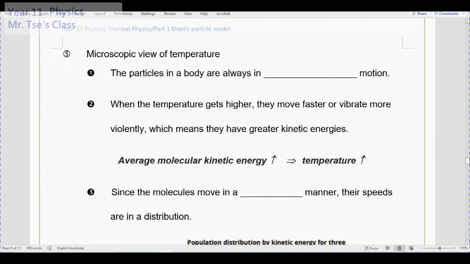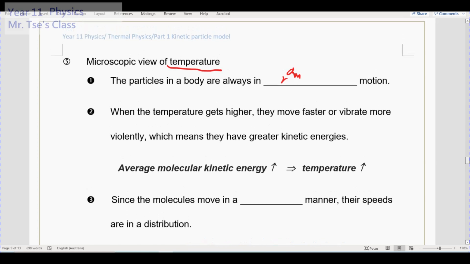Okay, then we are going to have a look at the notion of temperature. We know temperature is something we could measure of how hot an object is. But in terms of physics, what does that degree of hotness, which is represented by temperature, mean? We understand the particles in a body are always in random motion. That means they keep moving all the time, and they move in a random manner. You can't tell the direction of each particular particle.